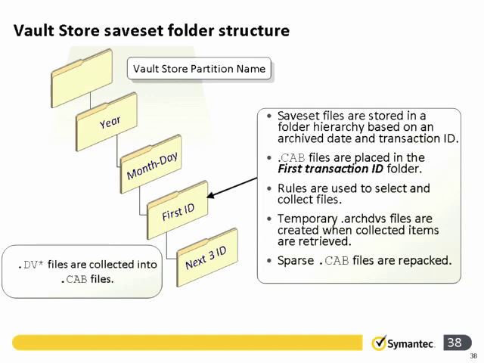There are rules configured to determine what to select and collect. And if somebody does try to access a file that has been collected, I will take it out of the collection and create what's called an arch.dv file extension to allow that user access to that item. The assumption is that they just want to look at it and won't need it after they look at it that first time. So as part of my collection, after a period of time, I will go back and delete those arch.dv files. And these cab files can be repacked as they are collected.